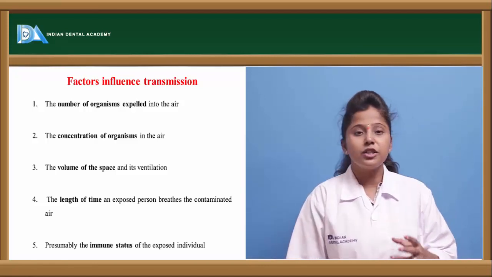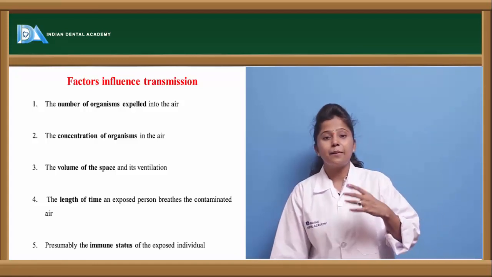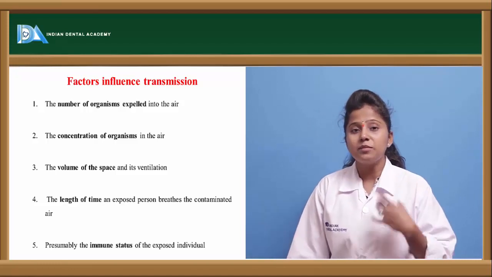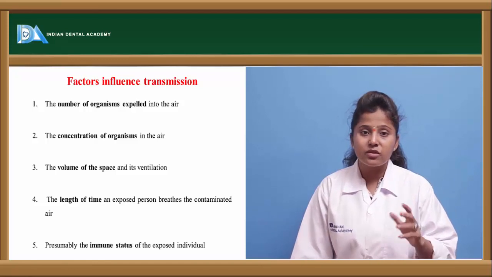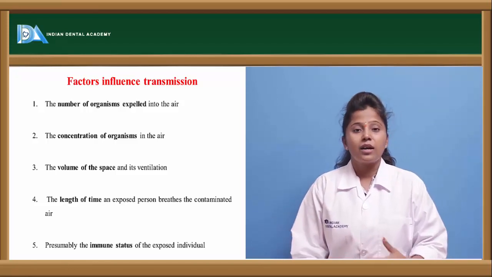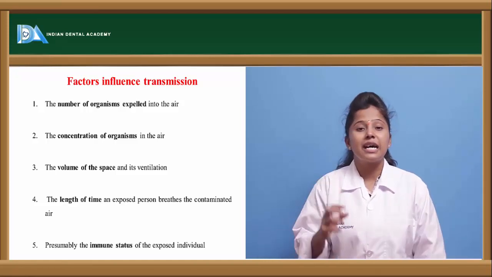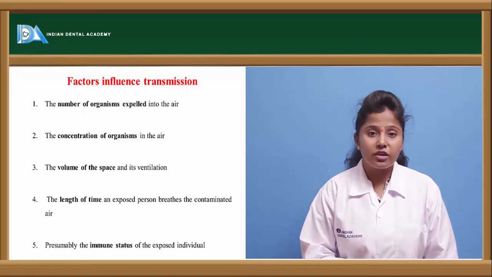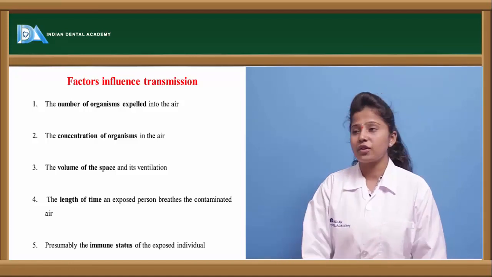And the concentration of organisms. Here the concentration means the extent, or else we can say the capacity of the organism to spread. In the air there may be living as well as non-living organisms. All the bacteria which are released into the air cannot be alive. So the concentration of bacteria which are in a live state and spreading infection also determines the capacity of transmission.